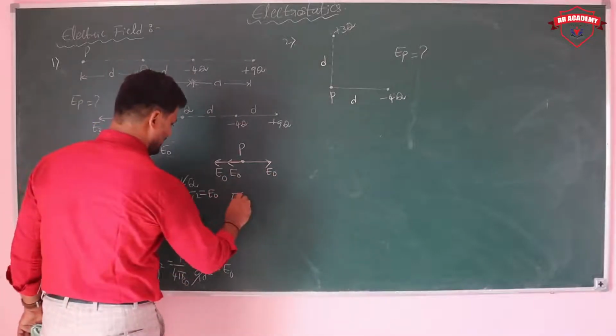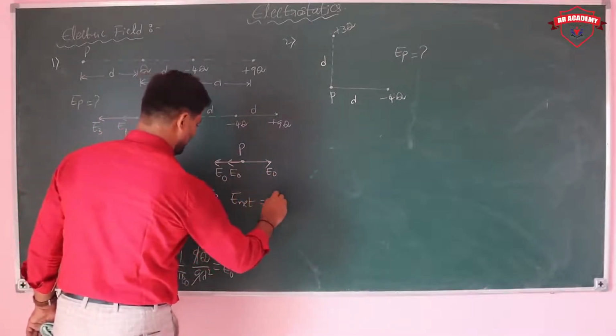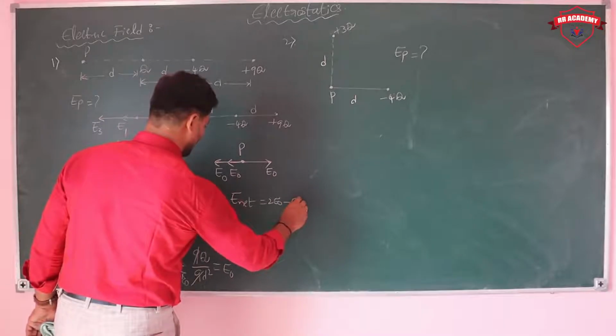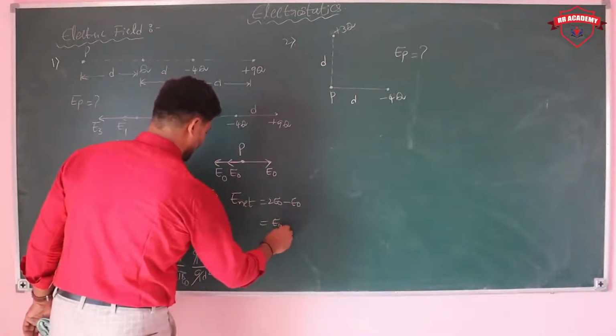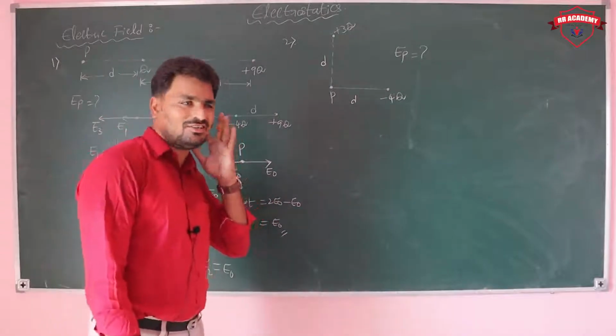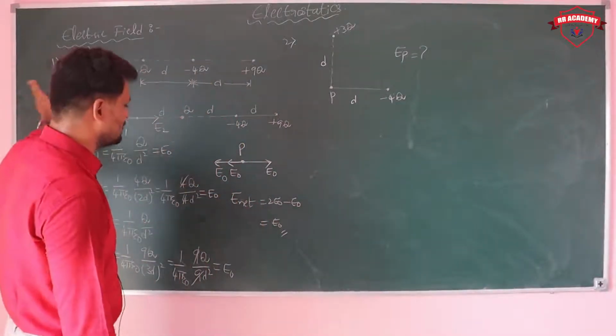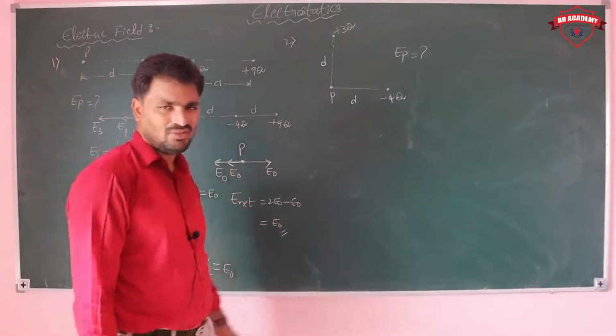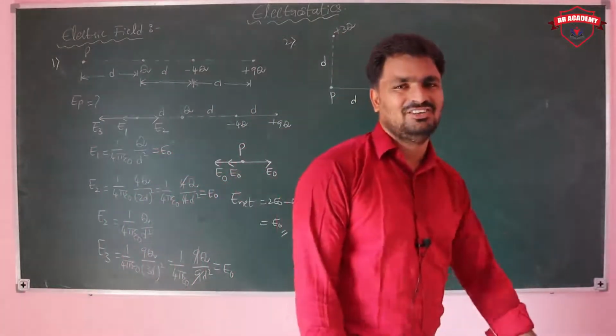Then what about the net field? The net field is equal to 2 E naught minus E naught. That is equal to E naught. In which side? Left side of Q. So that is the one value.